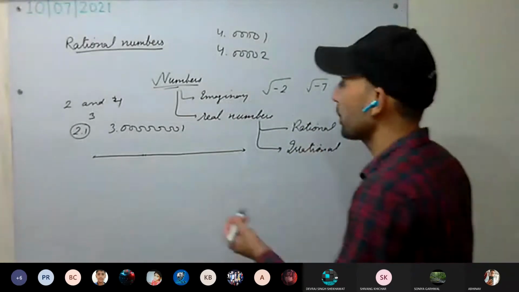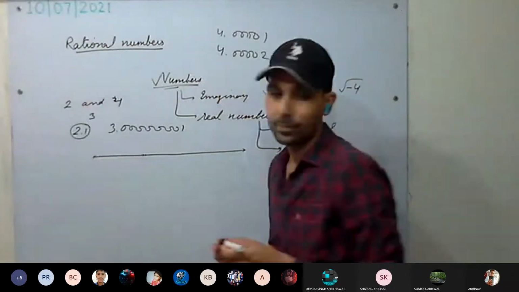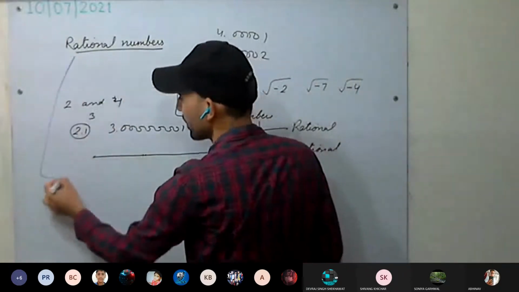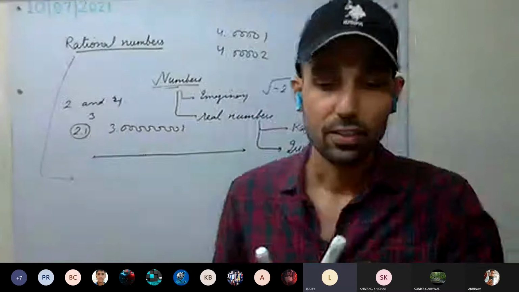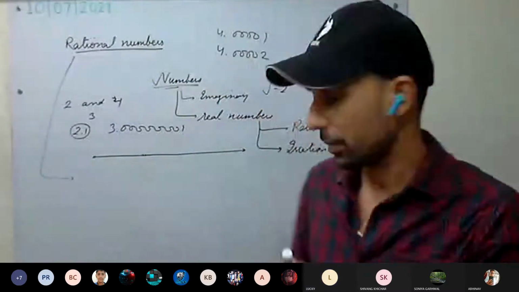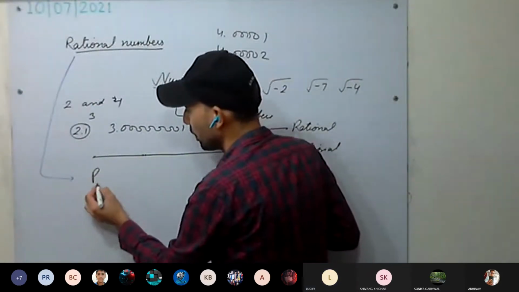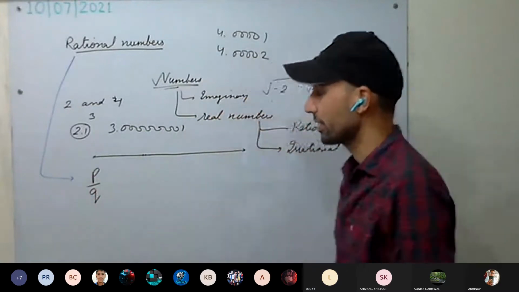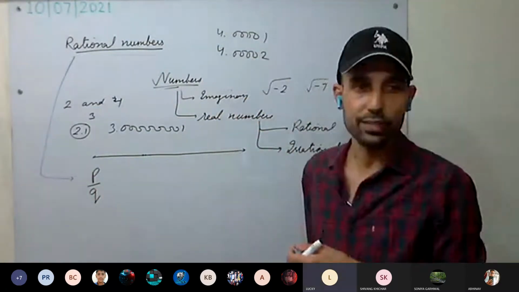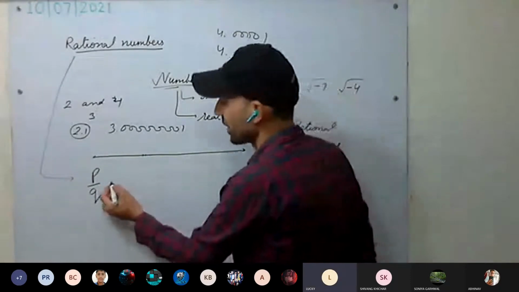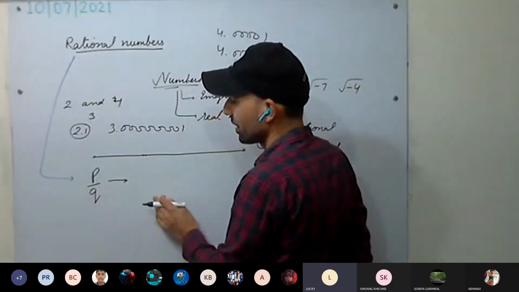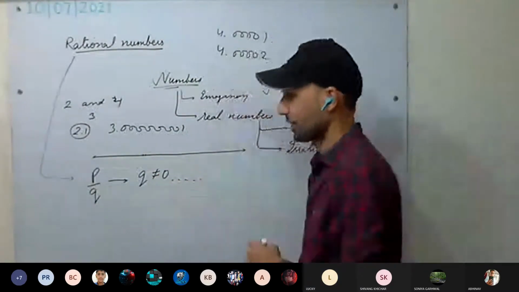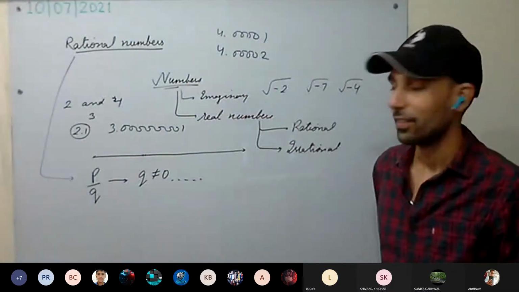So now what do you mean by rational numbers? A number that can be expressed in the form of P by Q, P upon Q. Okay. Then is it sufficient? Something more we have to tell? Sir, where Q is not equal to 0. Q not equal to 0. Okay. Anything more? No, sir.